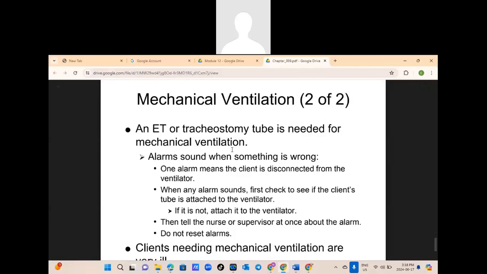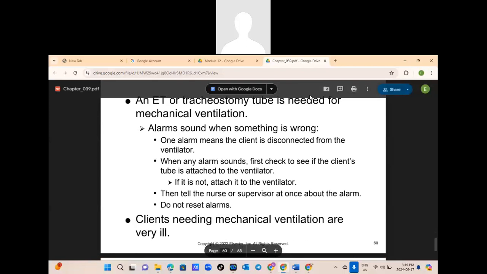For example, you're not there in the room, you're with your other resident or your other client. Of course, when the ventilation is disconnected, it will just make an alarm. So when any alarm sounds, again, first check if the client's tube is attached to the ventilator. If it's not, attach it to the ventilator. If it is attached to the ventilator, then tell the nurse or supervisor at once about the alarm. Do not reset alarms.